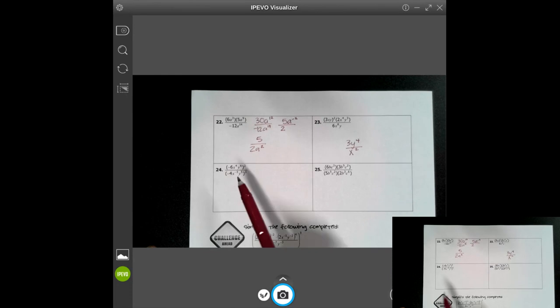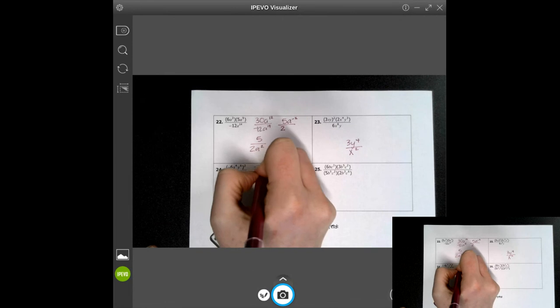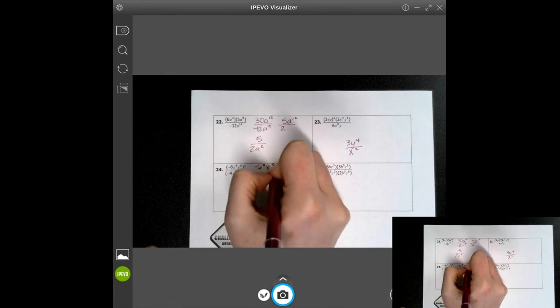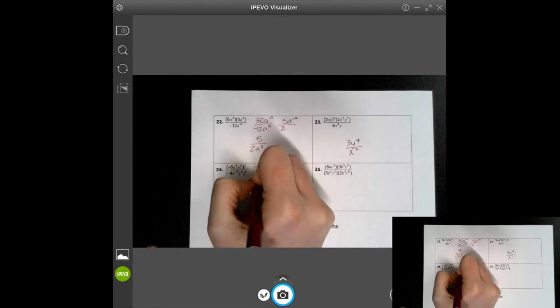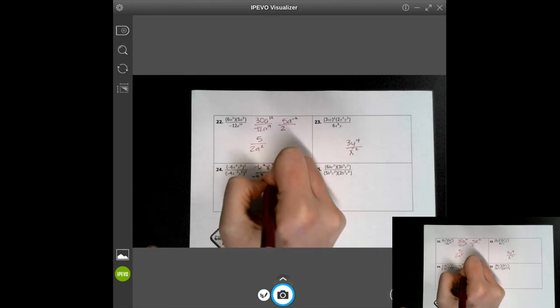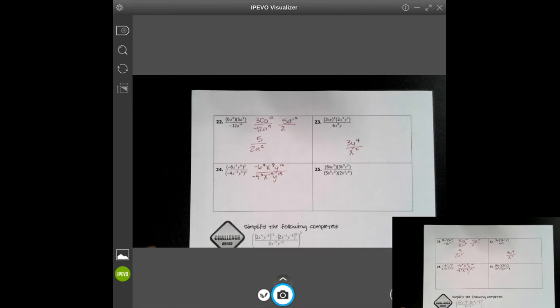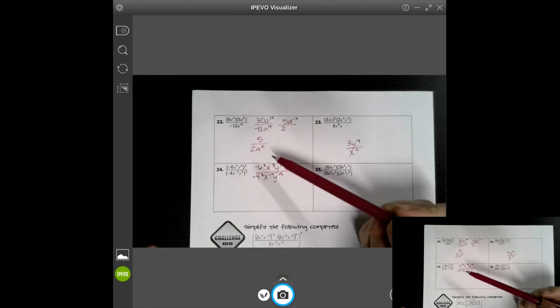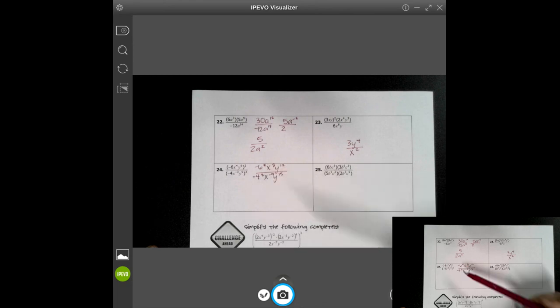Okay, last one we're going to do together. I'm going to distribute the 2 to everything and then the 3 to everything. So this will become negative 6 squared x to the 8th y to the 12th over negative 4 to the 3rd x to the negative 9th y to the 15th. Okay, so from there, again, I don't need to move my negative 6 squared and my negative 4 to the 3rd because my powers are positive, so they stay put.